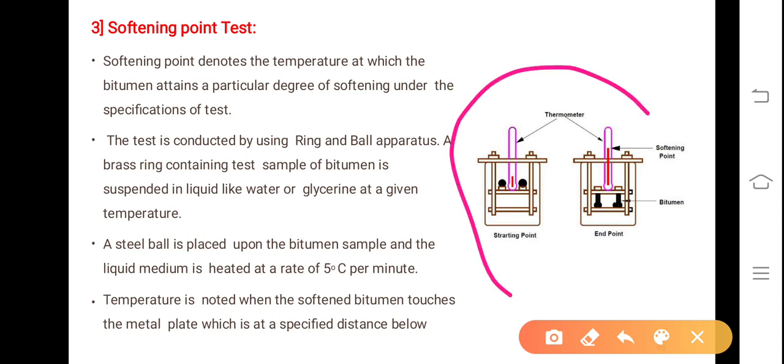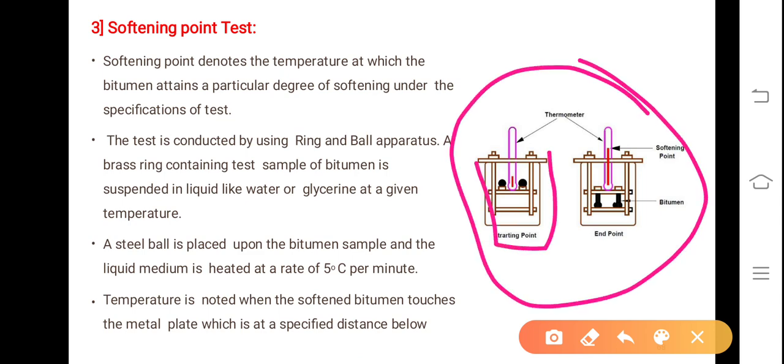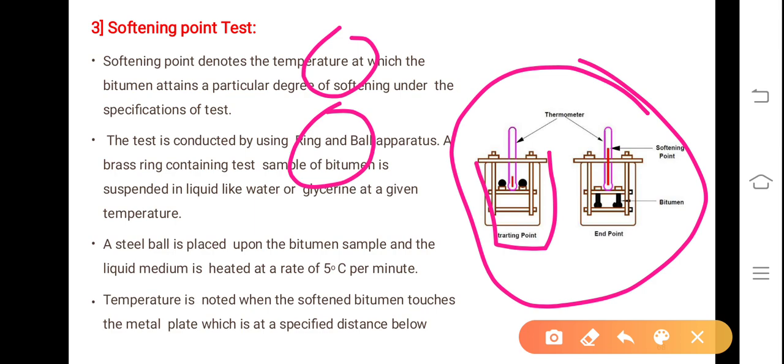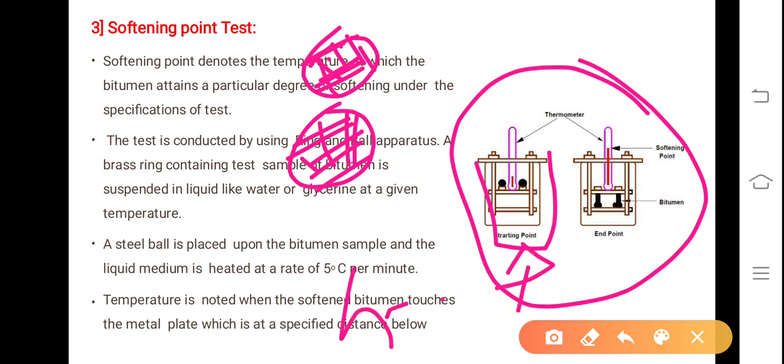Next, softening point test. This is the softening point test apparatus. It consists of a beaker with all arrangement, with a ring of specified diameter in which the bituminous material is poured after it is brought to pouring consistency of 70 to 90 degrees centigrade. Then it is to be cooled in atmosphere, and it should be cooled in water for about 40 to 60 minutes. Then it is to be kept inside the beaker, suspended in water, and then heated from the bottom.